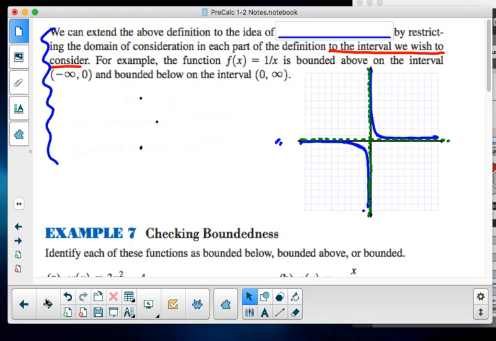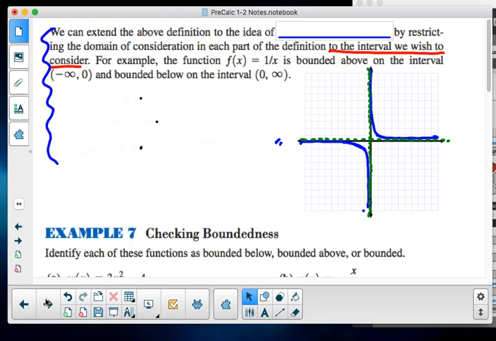Okay, we're looking at page 24. We're talking about a restriction about boundedness. And remember, when we're doing boundedness, if it continues going up, it's unbounded. It might be bounded below, or it might be bounded above, or it could be bounded on both sides, depending on what the functions are looking like. It's all about the graph itself if we look at it.